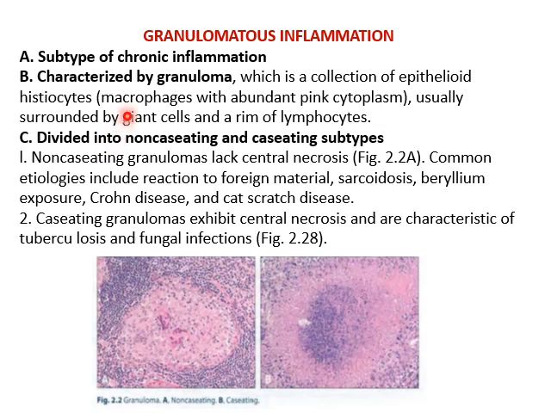It's divided into non-caseating and caseating subtypes. Non-caseating granulomas lack central necrosis. So basically there is no necrosis in here. Okay, the cells still keep the nucleus, as we can see in figure 2.2a.